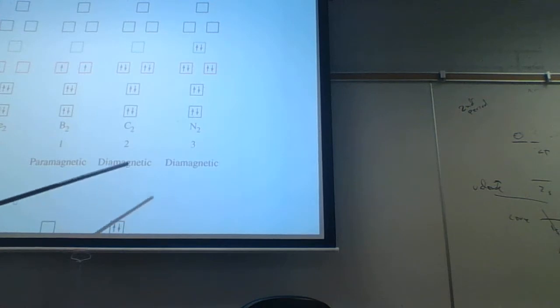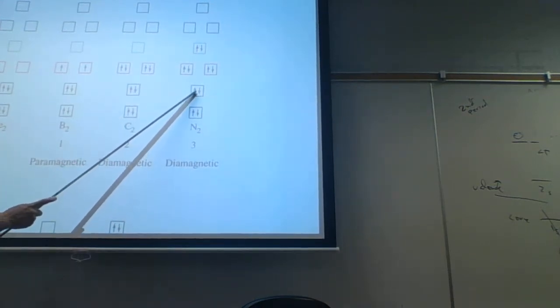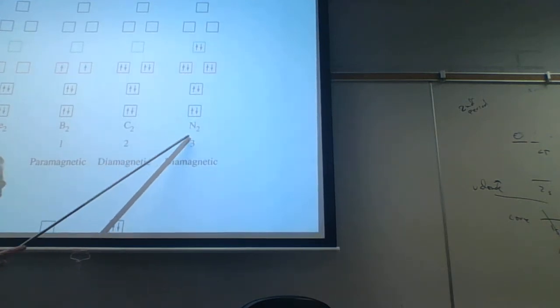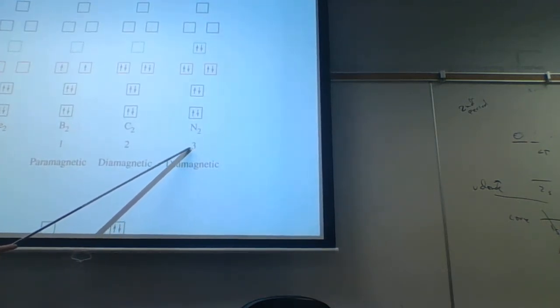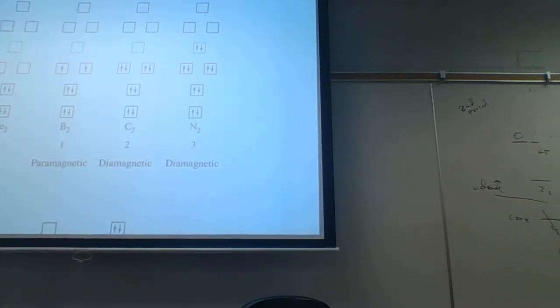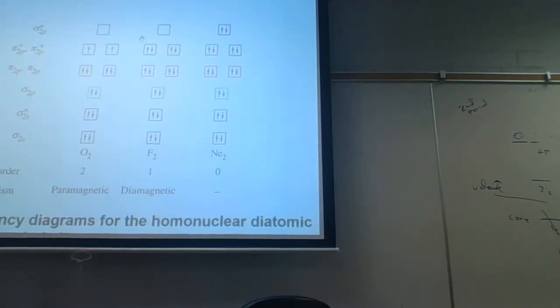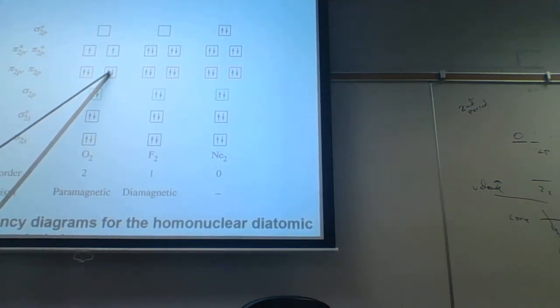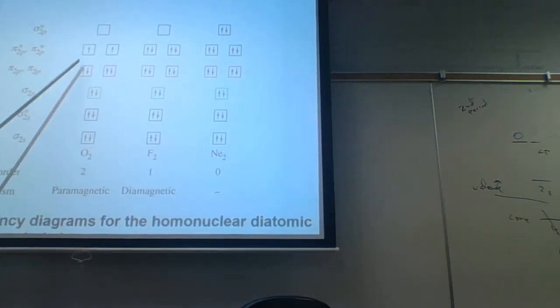Nitrogen. Nitrogen would have 2, 4, 6, 8 bonding electrons minus 2 antibonding gives us 6 divided by 2 electrons per bond gives us 3 bonds. And it's diamagnetic. And so nitrogen should triple bond. We go to oxygen. Oxygen is 2, 4, 6, 8 minus 4 gives us a double bond. And it's paramagnetic.